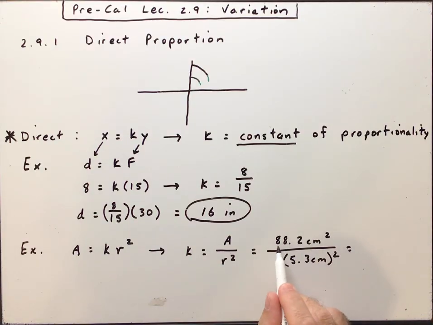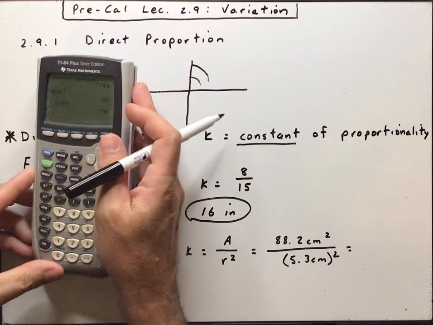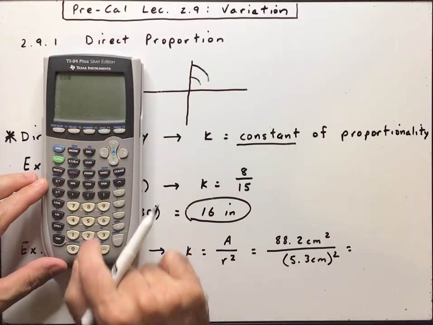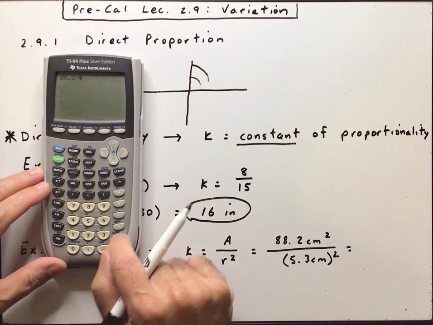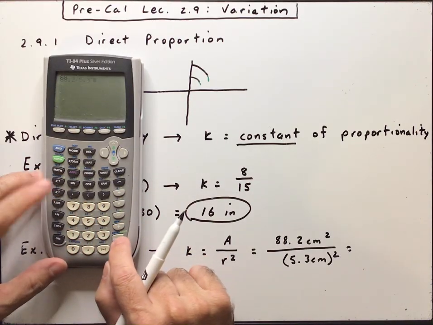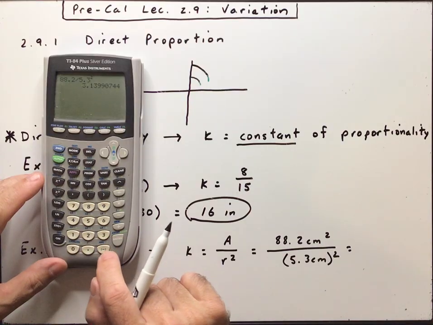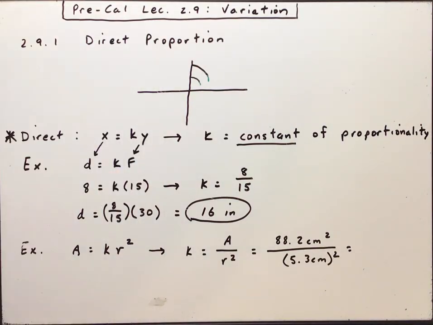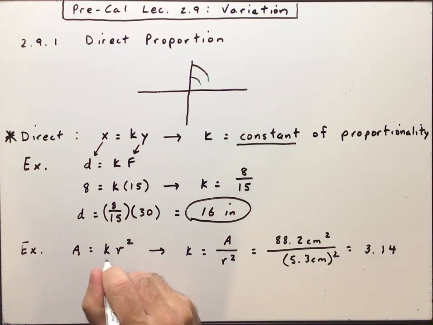So if you, in your calculator, do 88.2 and divide that by 5.3 all squared, let's go ahead and do that. 88.2 divided by 5.3, but we've got to square that. That's 3.1399. Well, that pretty much rounds to 3.14. Where have you seen that before? K is just pi. All right.